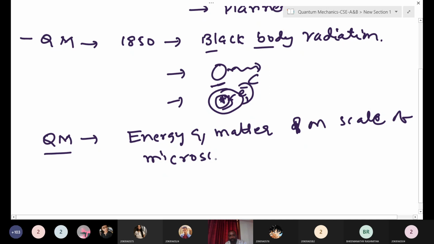Microscopic means atomic scale. What is the atomic size? Microscopic bodies are any material or particle, whatever. What is the atom size generally? Anyone, please? The atomic order.